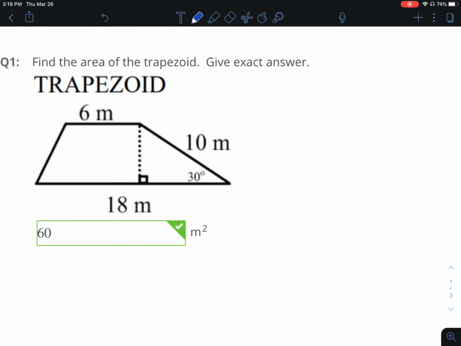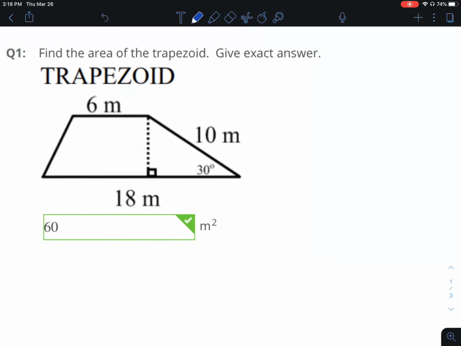This is quiz 14.3, question 1. Find the area of the trapezoid, give exact answers. You can see the answer here is 60.